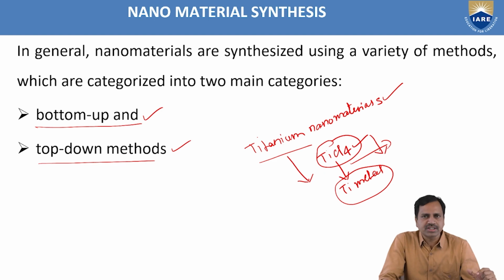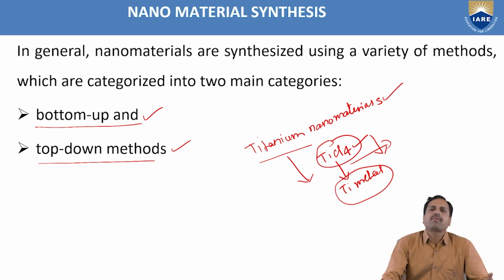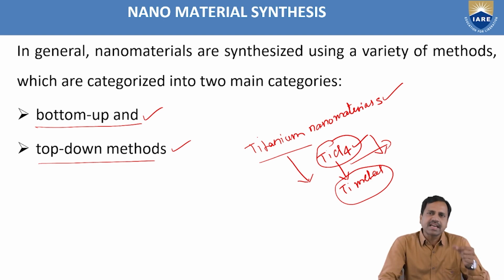When we are synthesizing the titanium metal itself, we give such conditions that the titanium chloride can be converted into titanium metal. That converted metal will be in the form of nanomaterial. So when the material is synthesizing itself, we are converting that into nanoform. That is called bottom up approach.